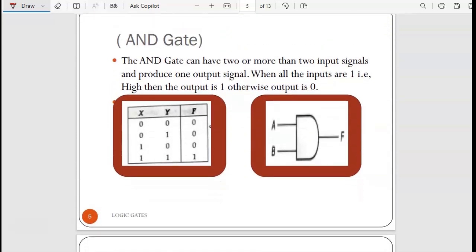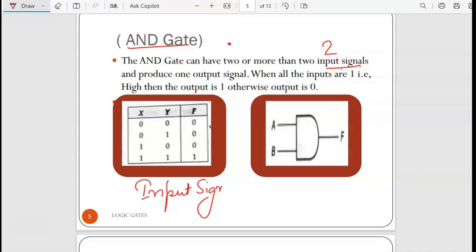Next is the AND gate. For AND, both should be true, and we denote it with the help of a dot. The AND gate can have two or more input signals. The minimum number of input signals should be 2, and it produces one output signal. So here the input signals are X and Y.